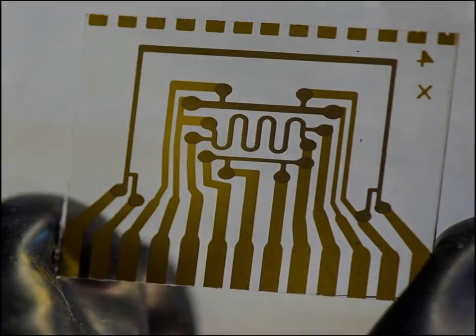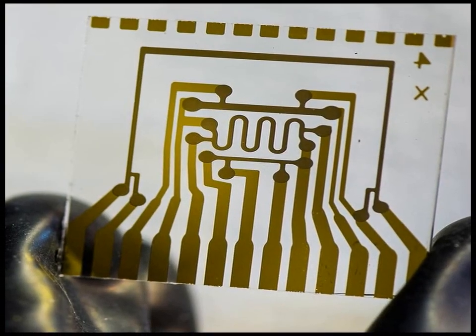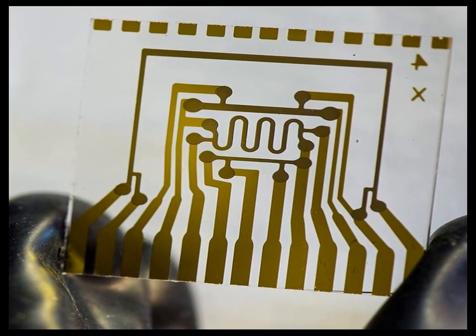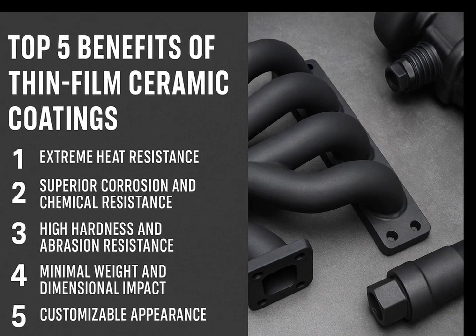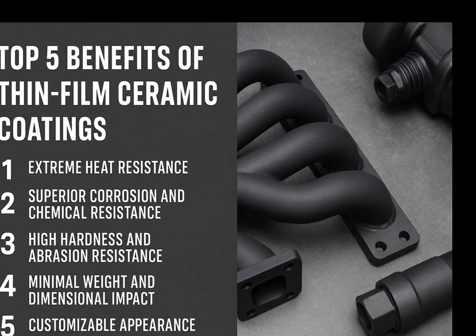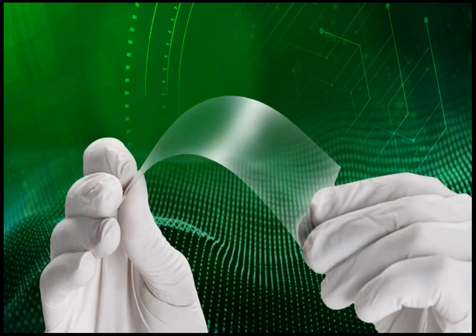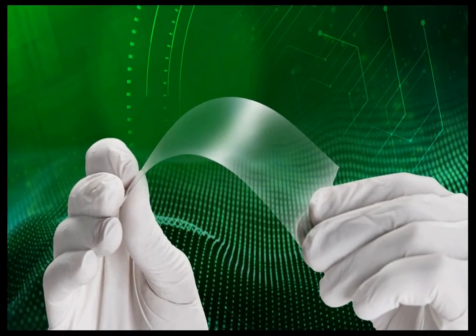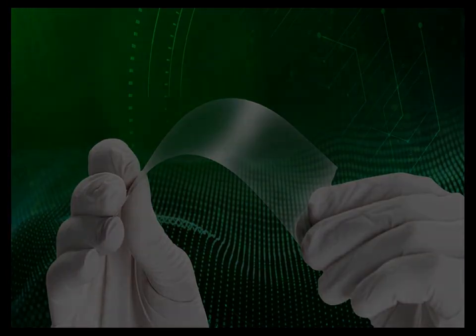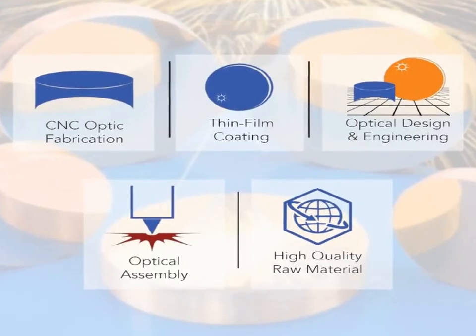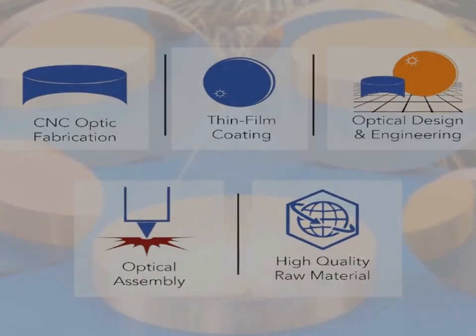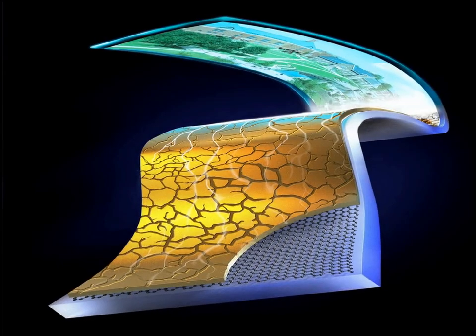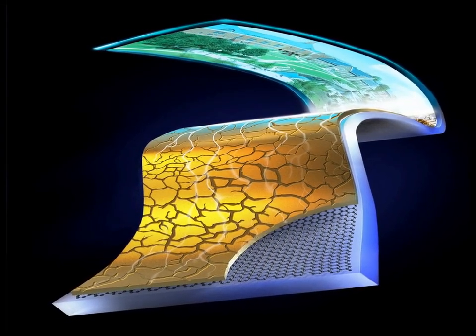interface quality. Deposition methods include physical techniques such as evaporation, sputtering, pulsed laser deposition, and molecular beam epitaxy, as well as chemical approaches like chemical vapor deposition, atomic layer deposition, and sol-gel or solution-based methods. Each technique offers different levels of control over thickness, uniformity, and conformality, making them suitable for specific industrial and scientific needs. In optics, thin films are crucial for controlling light.